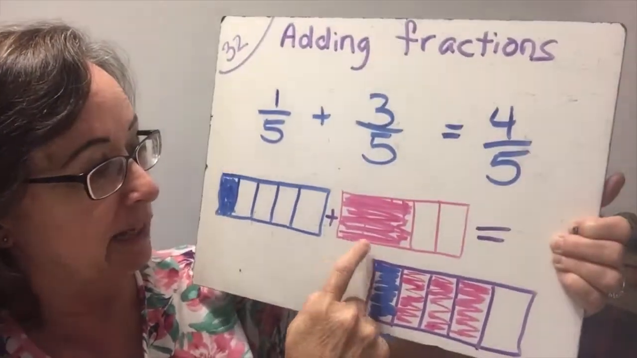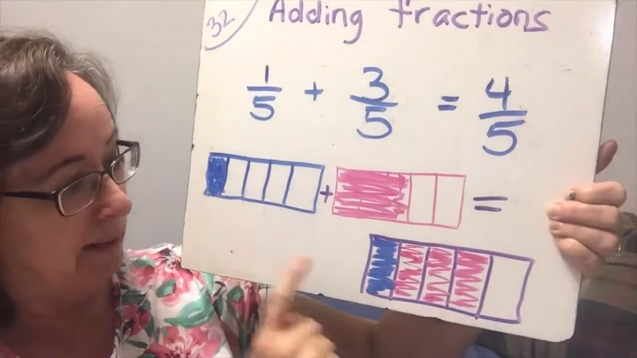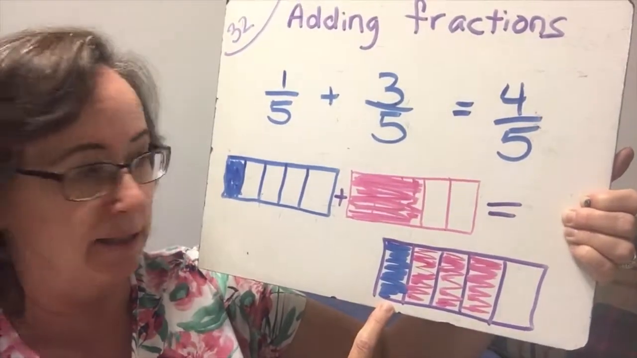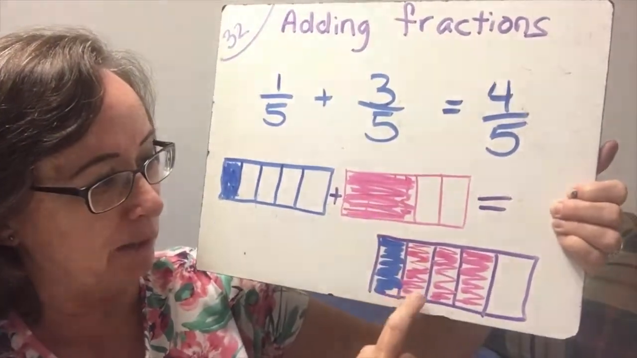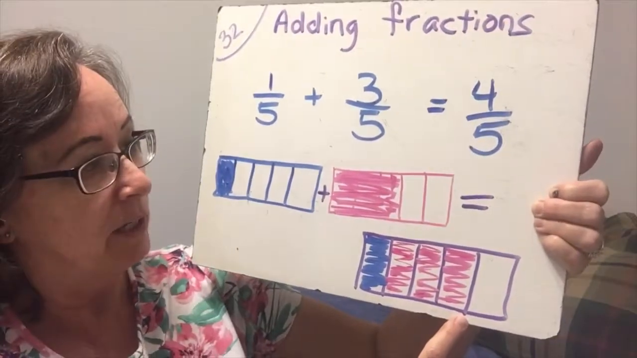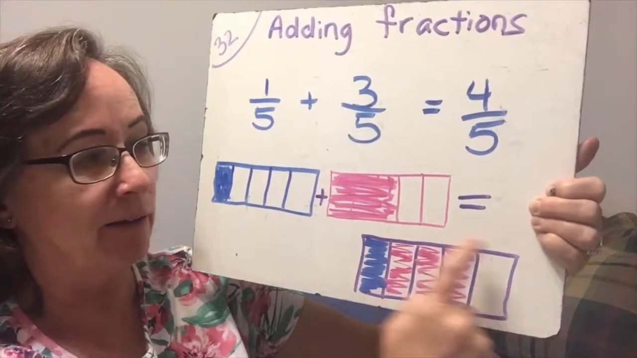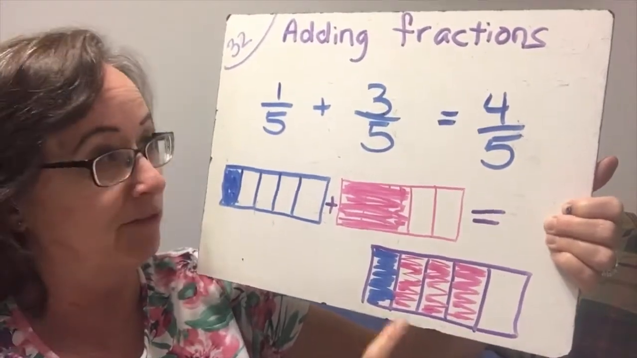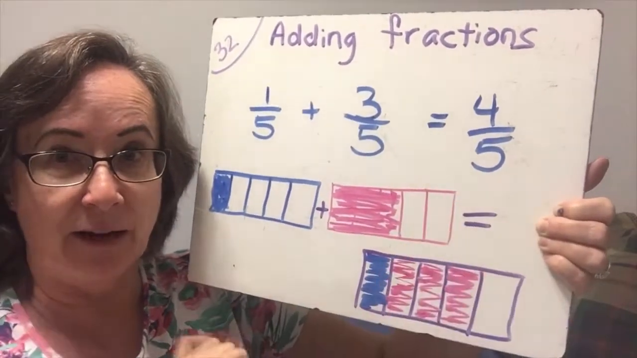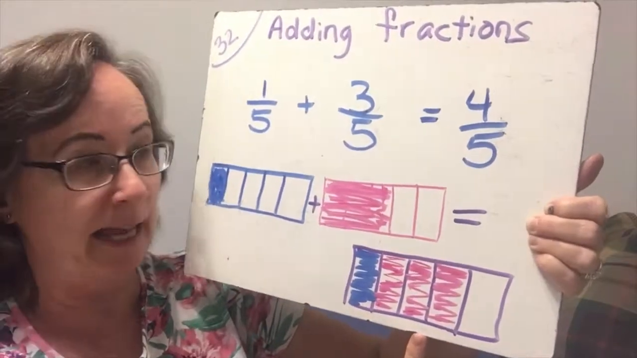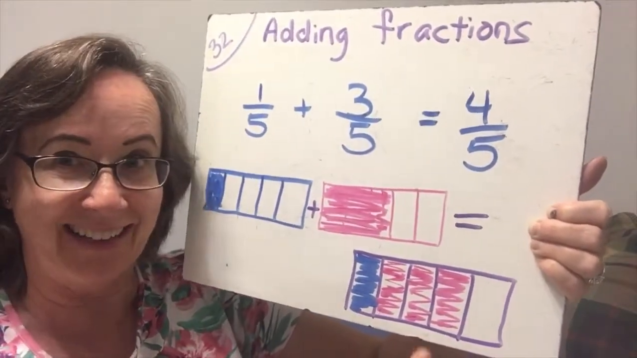Okay, so then when I take the blue one and I put it in the result down here, and then I take the 3 pink ones and I put them in, you can see that all together, 1, 2, 3, 4 out of the total 5 is the result. So I just put those all together into one, and 4/5 is the result.